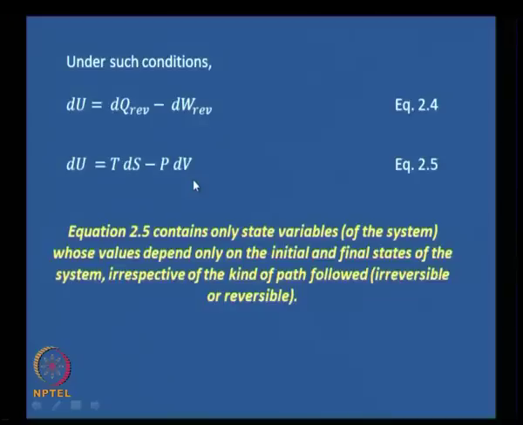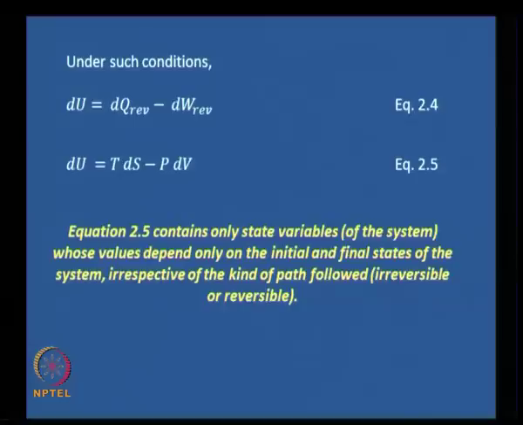and please pay a little bit of attention to this. This is a very important and a useful idea, concept, whatever you want to call it. If you look at equation 2.5, which is dU equals TdS minus PdV, it contains all state variables. What does it contain? It contains internal energy, which is a state variable, temperature is of course a state variable, entropy is a state variable, pressure is a state variable, and specific volume is a state variable.